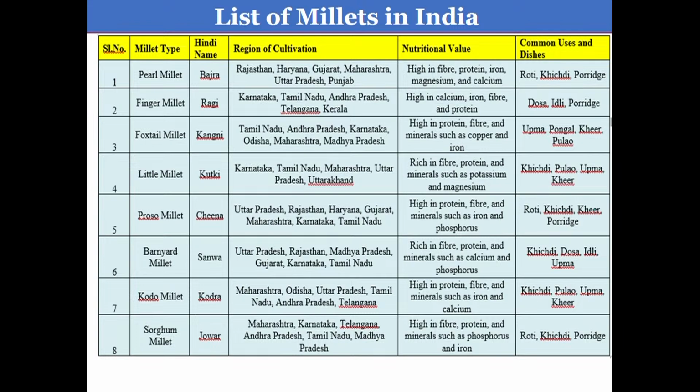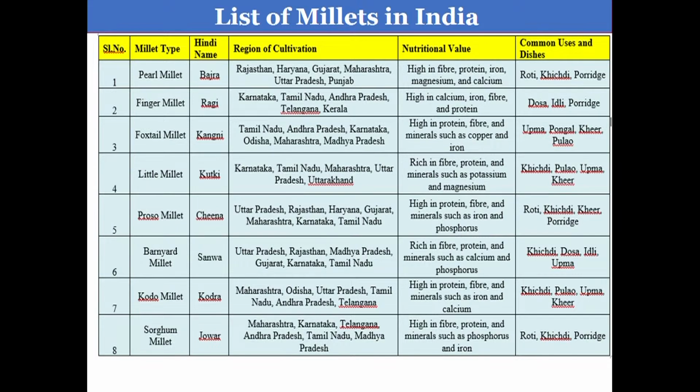And next is barnyard millet, that is sawa in Hindi, and it is grown in Uttar Pradesh, Rajasthan, Madhya Pradesh, Gujarat, Karnataka, Tamil Nadu, and it is also rich in fiber, protein and minerals like calcium and potassium. You can make khichdi, dosa, idli, upma, etc.